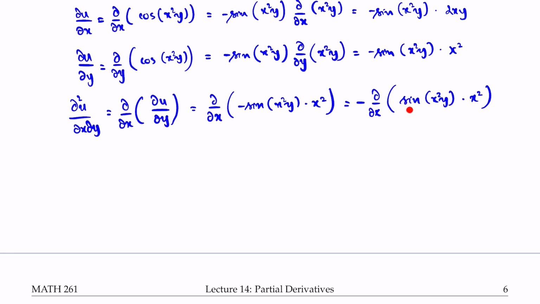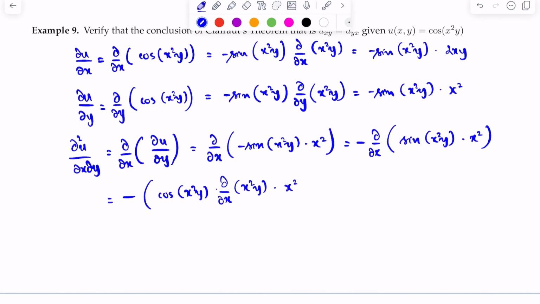So this is the product. For this derivative, you need to apply product rule of differentiation. And remember, we still have a negative in front. So the derivative of the first function multiplied with the second, plus the first function multiplied with the derivative of the second function. So the derivative of the first function, sine of x squared y, you need to apply chain rule again. You get cosine of x squared y times the partial derivative of x squared y with respect to x times x squared, which is the second function, plus the first function multiplied with the derivative of the second function.